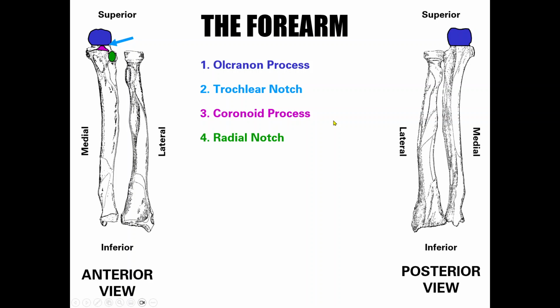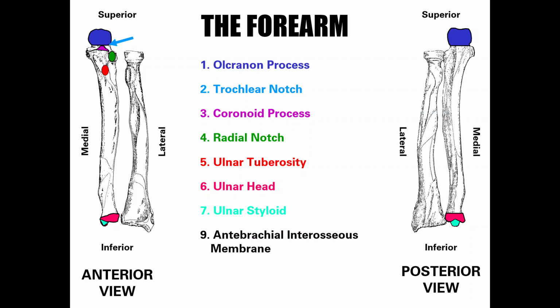We have the radial notch, and that is where the radial head articulates with the ulna. And all four of these so far are on the ulna bone. We also have the ulnar tuberosity, which is anterior. And we have the ulnar head, which is distal. And the ulnar styloid, which is the little bit of bone that sticks out.